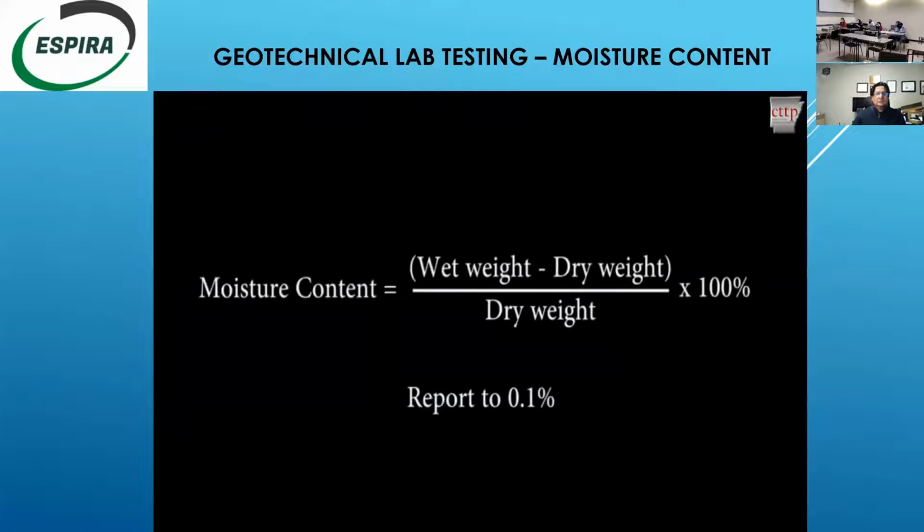Calculate the moisture content by dividing the difference in the wet and dry weights by the dry weight, and report to the nearest 0.1%. Note that for soils, the tare weight.